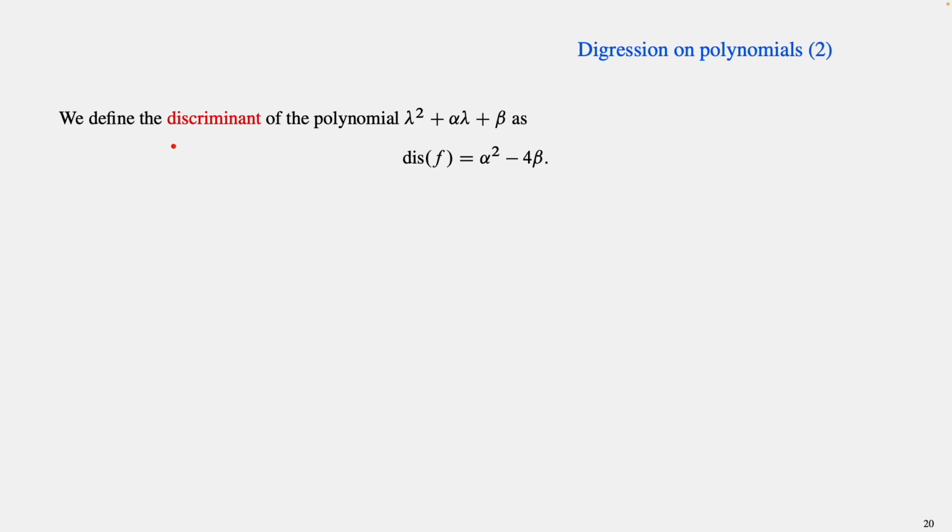Next, we define the discriminant of a quadratic polynomial, lambda squared plus alpha lambda plus beta, as this f equal to alpha squared minus 4 times beta. And if zeros of our quadratic polynomial f exist, then they are given by the formula: lambda 1 and lambda 2 are equal to minus alpha plus minus square root of the discriminant divided by 2. And this is a formula you have learned in school. Don't tell me you haven't. You definitely have learned this formula in one guise or another in school.